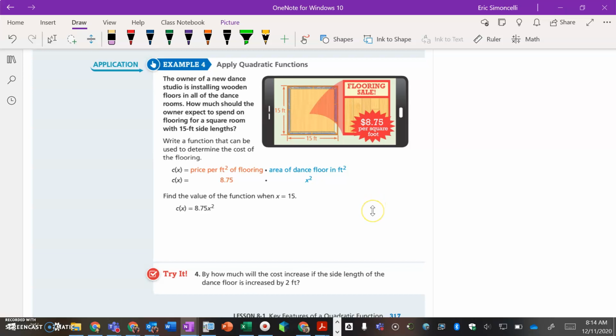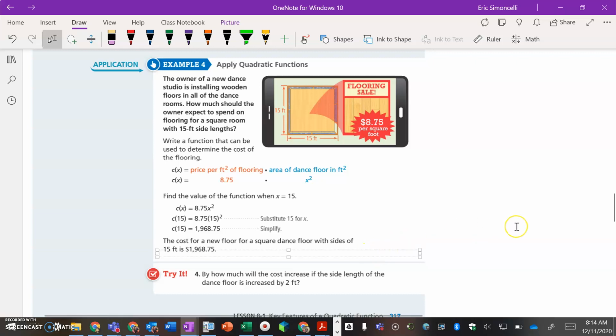Certainly we can do that. So here's your function again. C of x equals 8.75x squared. Plug in 15, or substitute, and you end up with 8.75 times 15 quantity squared, or $1,968.75. The cost for a new floor for a square dance floor with side values of 15 feet each is $1,968.75.